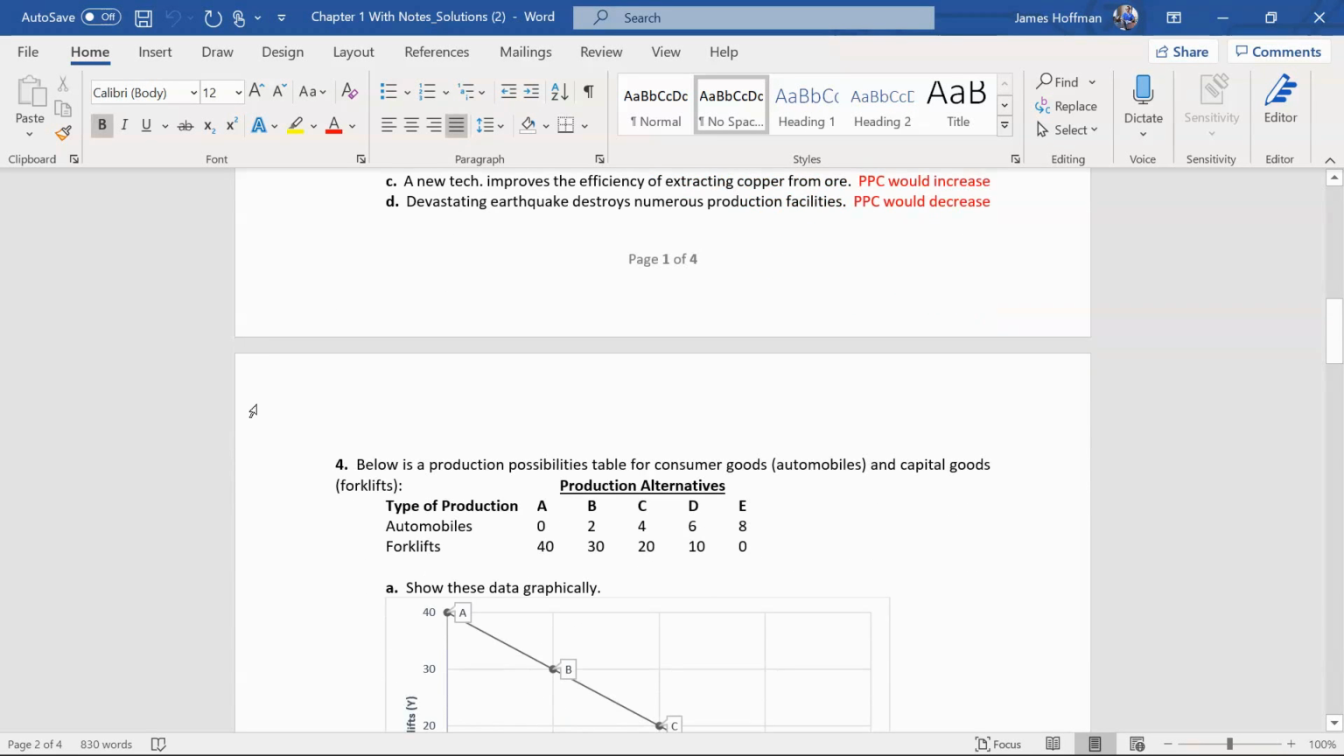Okay, so number 4, we're going to look at an actual graphical example of doing the production possibilities curve. Everybody okay so far? If there are any questions, just let me know.